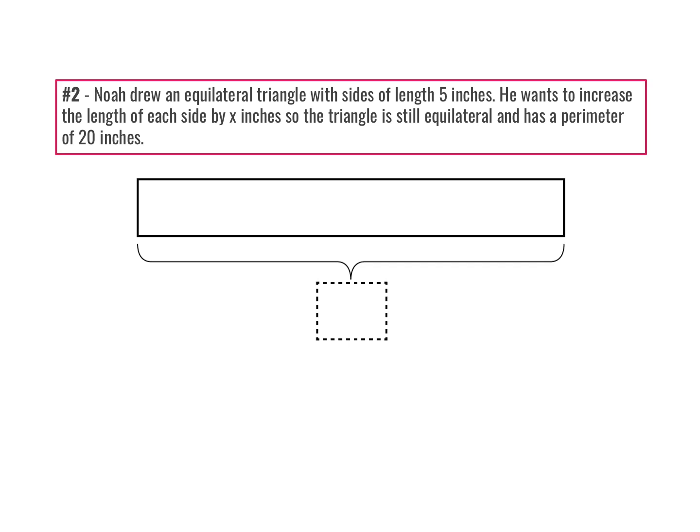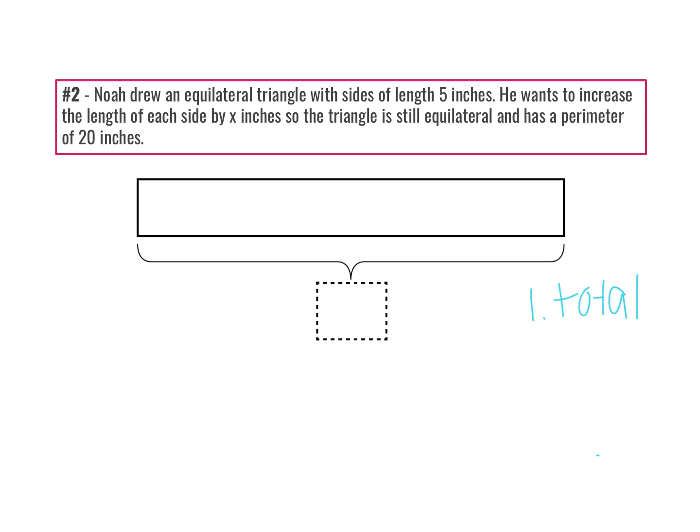Okay, so here is our second example of how to draw a tape diagram. Noah drew an equilateral triangle with side lengths of 5 inches. He wants to increase the length of each side by x inches, so the triangle is still equilateral and has a perimeter of 20 inches. All right, so as I said yesterday, the first thing that we want to do is figure out what our total is. So I'm going to reread the story and then find out what my total is.